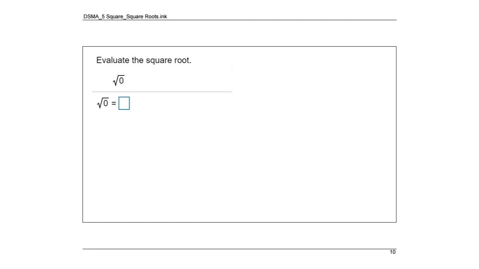All right, so you can put the square root of 0 in your calculator if you want, but it's just 0, right? 0 times 0 gives you 0.